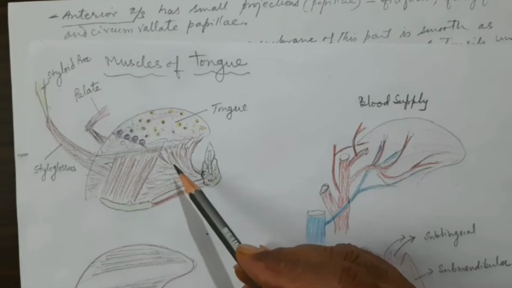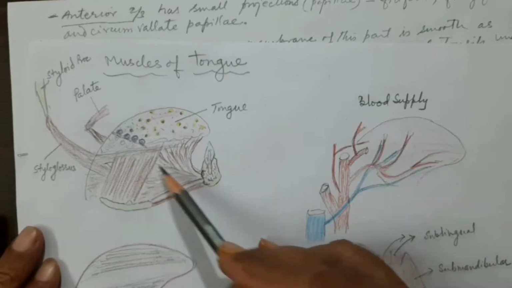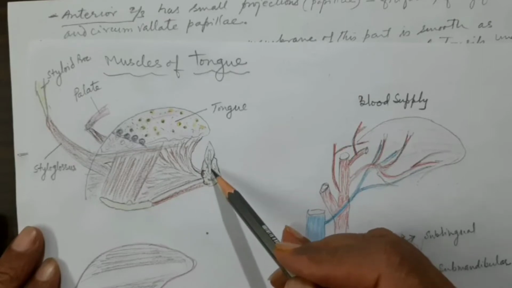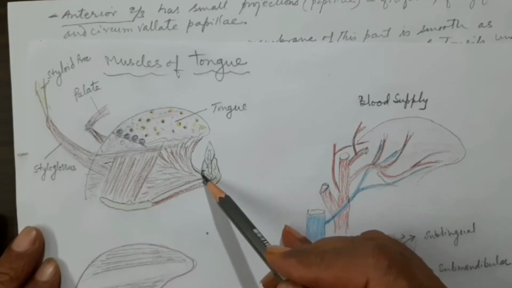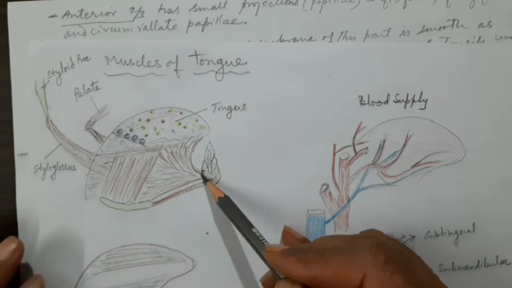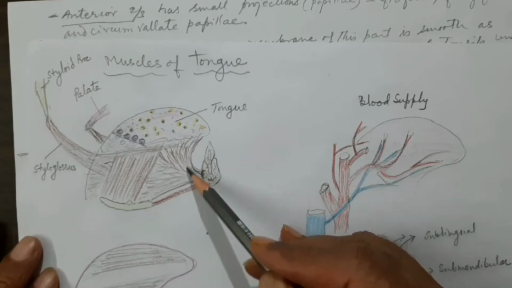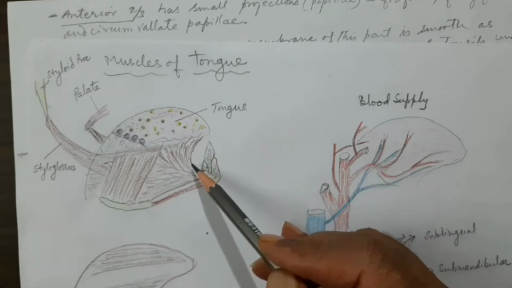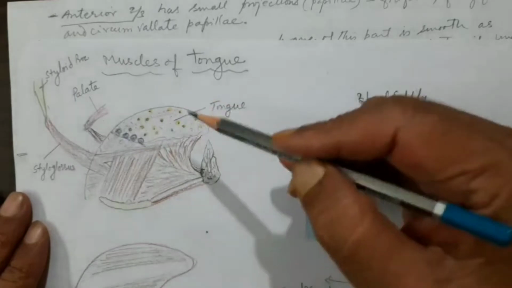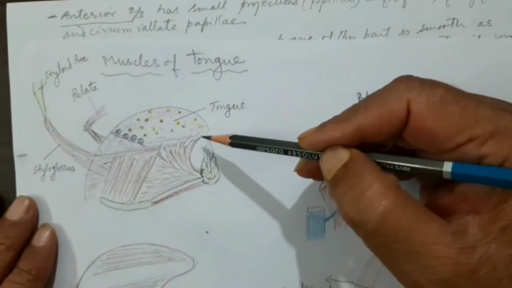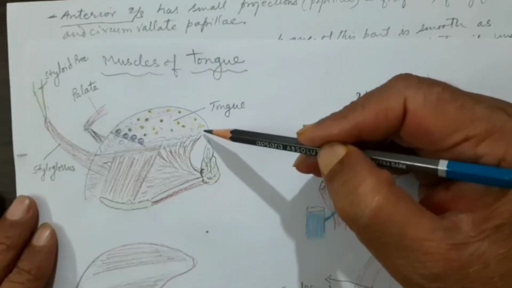See the direction of the fibers from the genial tubercle of the mandible, just in the midline, close to the right and left side of the midline. If the fibers which are going to the tip of the tongue contract, they will bring the tip of the tongue backwards.